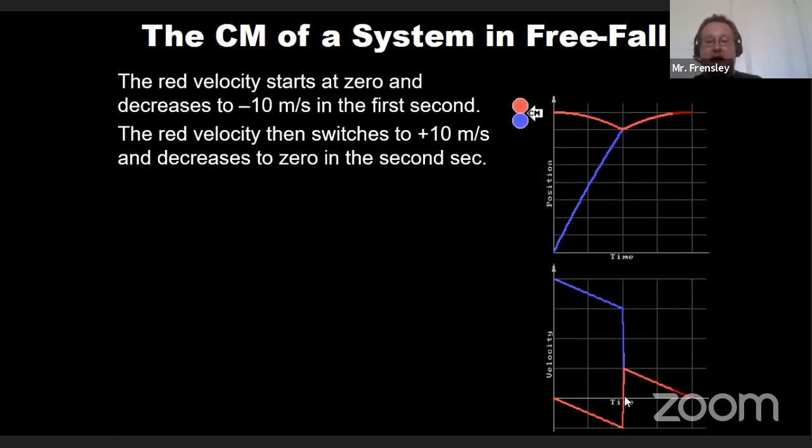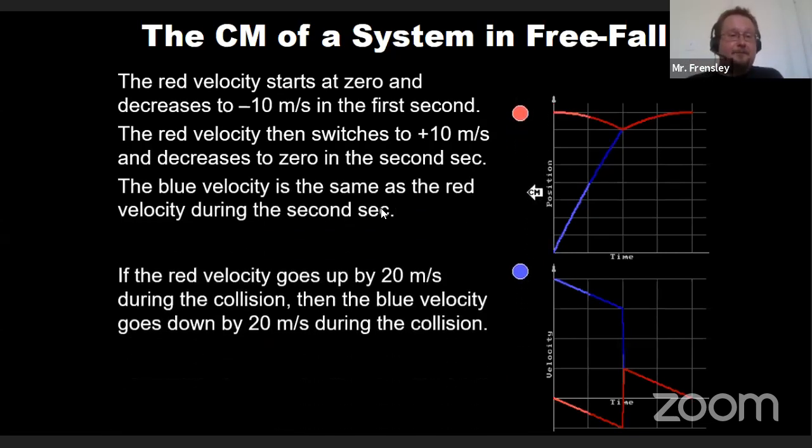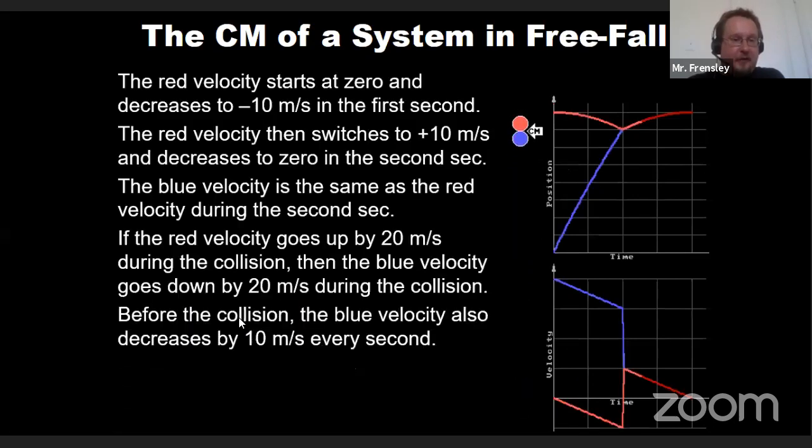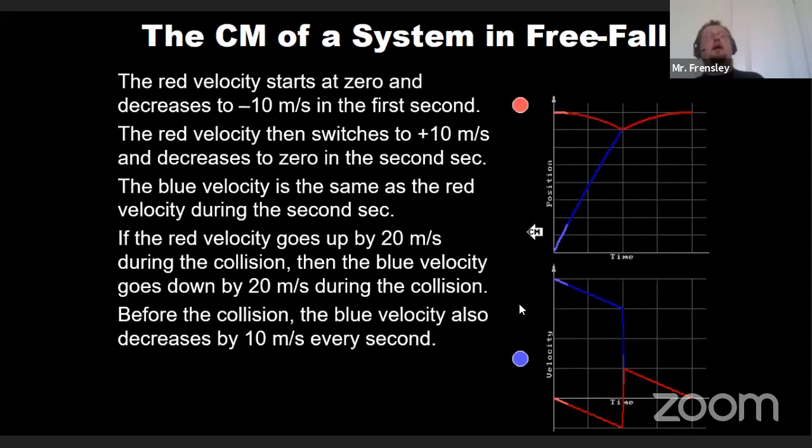So I built red's graph first, working in from both ends. Then I build blue's graph by saying if red gains 20, then blue loses 20. So I'm going to make blue have a drop of 20 meters per second here. And before that, you're in free fall. So what does free fall mean? Lose 10 meters per second every second. So this would be negative 10 meters per second, 0, 10, 20, 30, 40. So blue actually went from 40 to 30 meters per second, then dropped to 10 during the collision, and then to 0 when they stick together. Okay, so I'll let you see that on the rewatch, right? You can pause the screen.